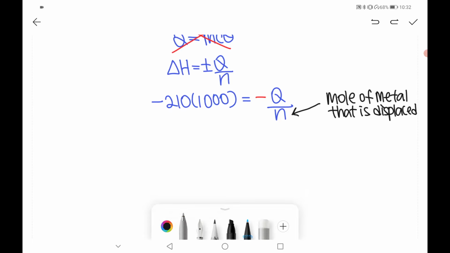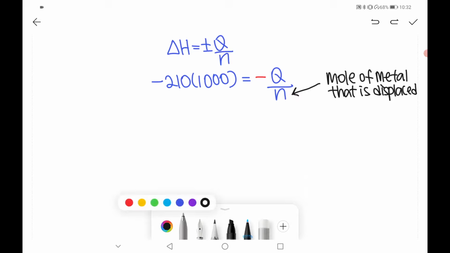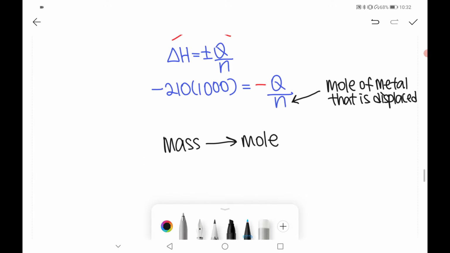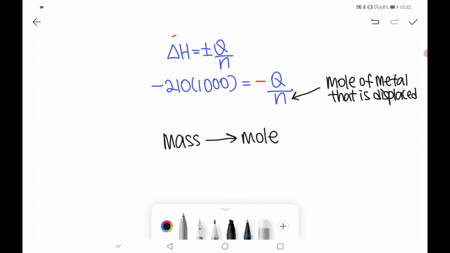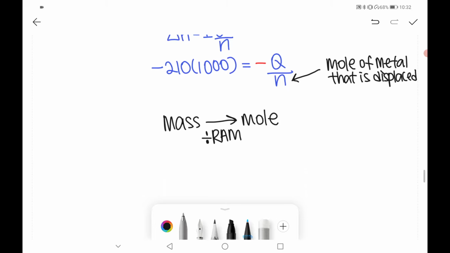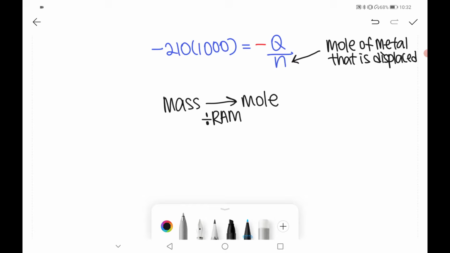Okay, so can we change the mass of the copper to mole? We are given the mass of the copper. Can we change it to mole? Yes, right? Mass convert to mole. We learned this in your Form 4 Chapter 3. To change the mass to mole, we use RAM. To change anything to mole, we use divide. So this is something you learn in your Form 4 Chapter 3.